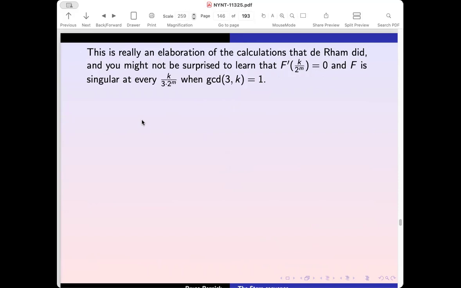dyadic rational k over 2 to the m is 0, and it's singular at every k over 3 to the 2m, where the GCD of 3 and k is 1. So this is really an elaboration on what Durham did, that shows how you can have nice and not nice things, both basically dense.